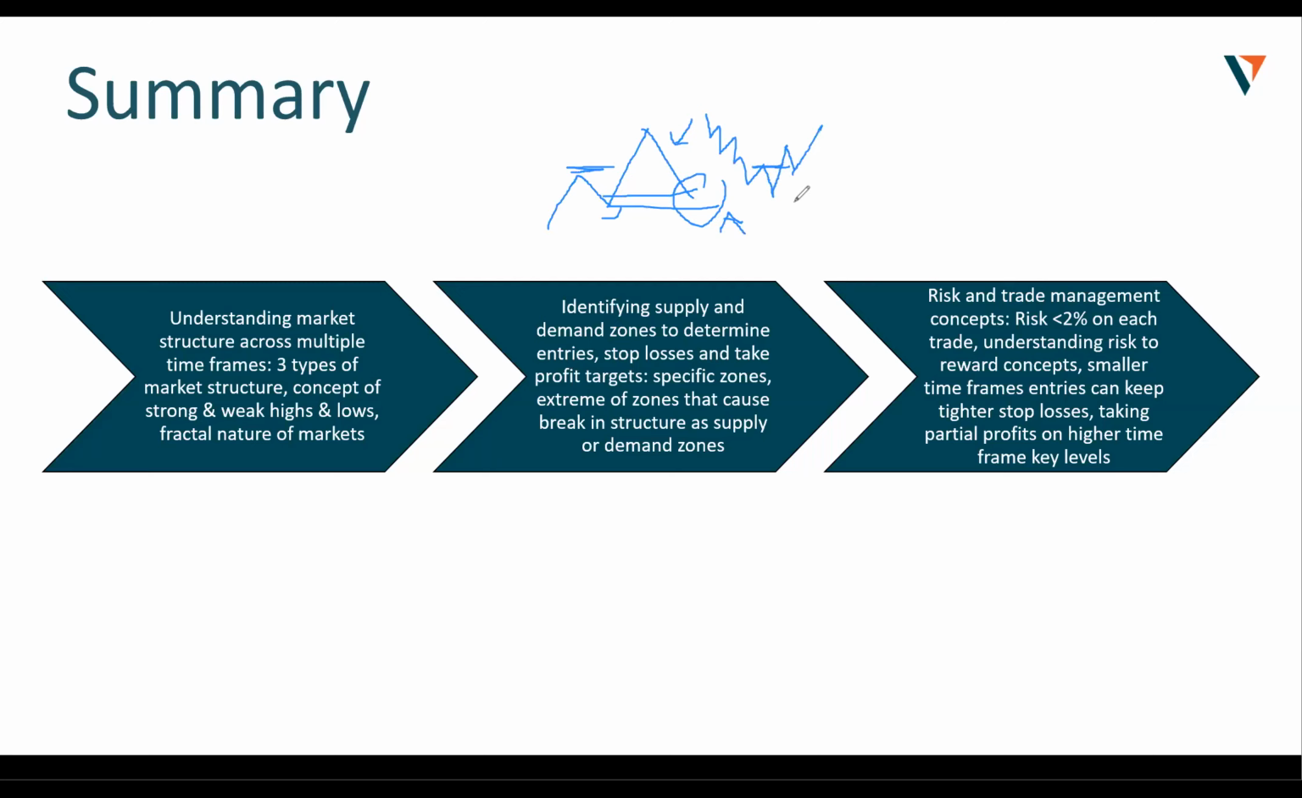We saw this example on dollar yen on the 5 minutes time frame, right? So essentially seeing how we can combine the 1 hour time frame as well as the 5 minutes time frame. We talk about specific zones, right? The extreme of this zone. So these zones that cause the break in structure can be demand areas.